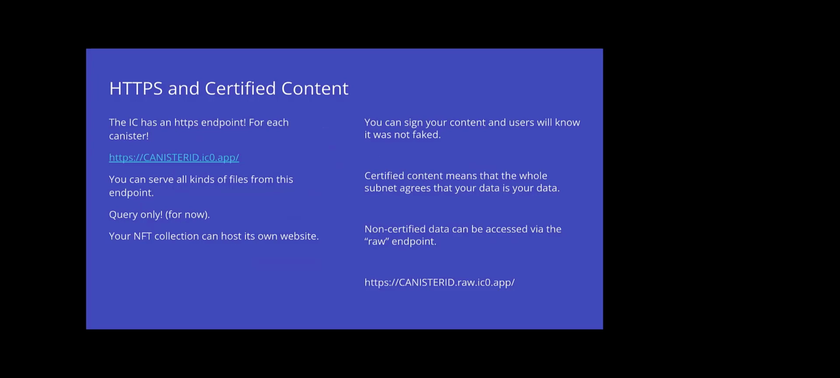So let's talk about HTTPS and certified content. The IC has an HTTPS endpoint for every canister. So for every canister that you create, especially for your asset canisters, but also for your code canisters, they can serve HTTP as a website from a URL. Typically, that URL looks like https://canisterid.ic0.app. And then whatever you want, you get to define it.